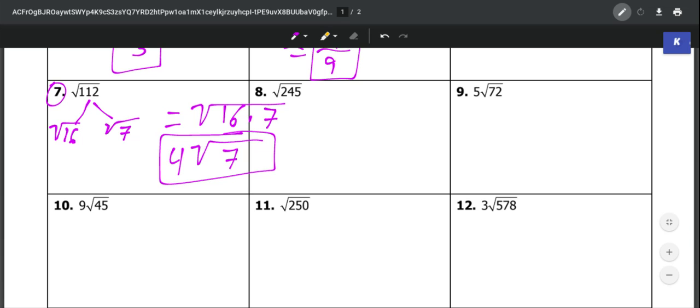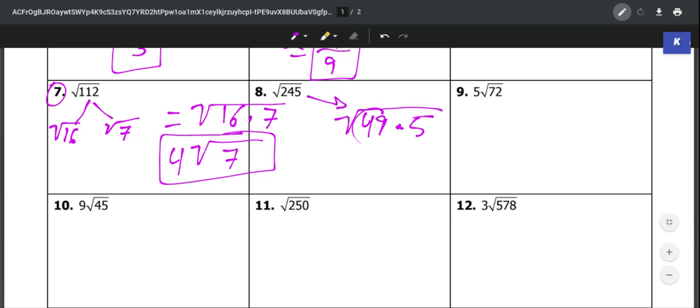So that's the process of breaking those down, and you should have seen that before. So let's do number 8. We've got 245. We need to break 245 down into two terms that can multiply together, and one of those can be a perfect square, or both of them could be, but typically if that happens, it's probably already a perfect square. But we can use 49 times 5.